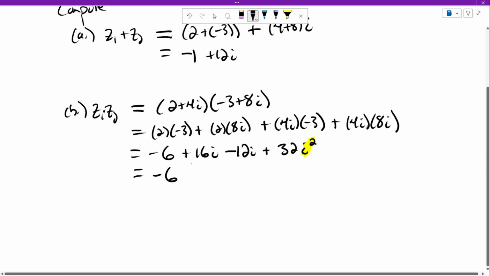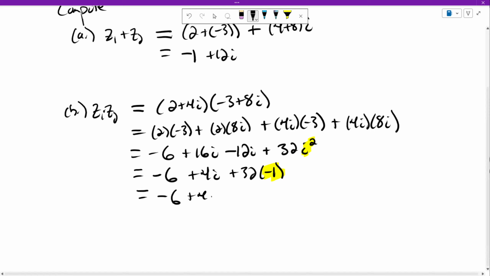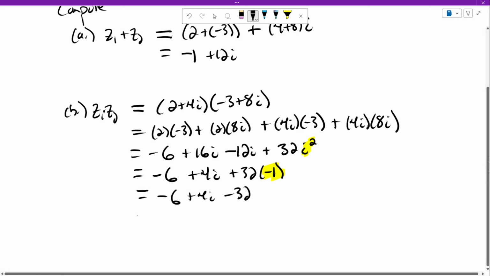So let's combine some of these. There's like terms here in the middle. 16 minus 12 is going to be a positive 4. And then that i squared, we're going to rewrite as negative 1. So I've changed that portion. And so we're going to get negative 6 plus 4i minus 32. Negative 6 minus 32 is negative 38.